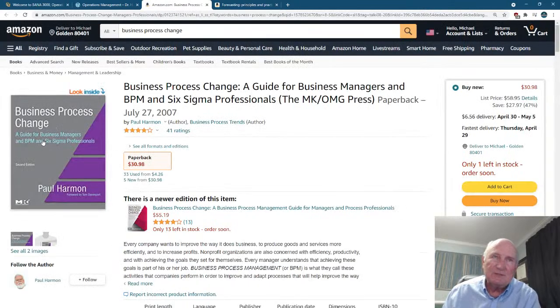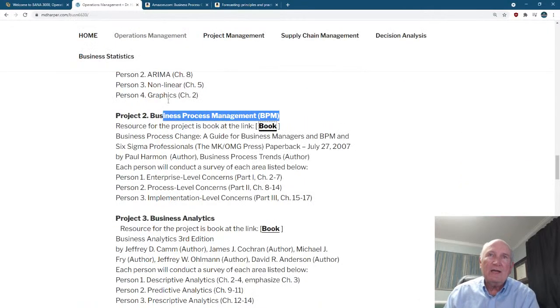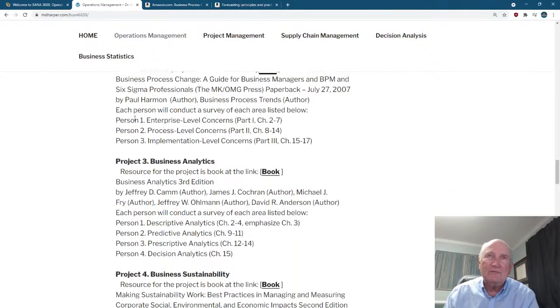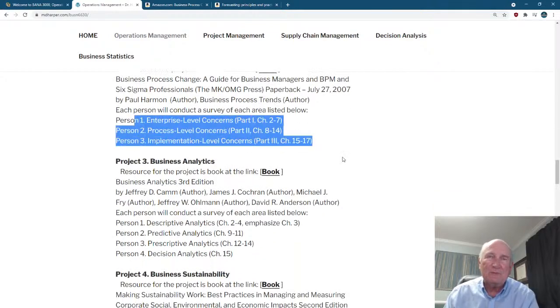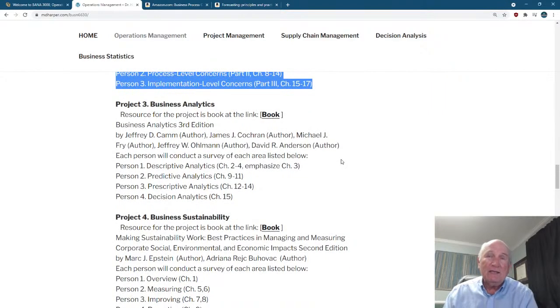This is a very good business process book. We talked a little bit about processes at the beginning, but also in scheduling, where you had a queuing system. That's a process. Okay, the next is, and there's different enterprise level, process level, implementation level. Analytics. Some people want to go deeper into the analytics.